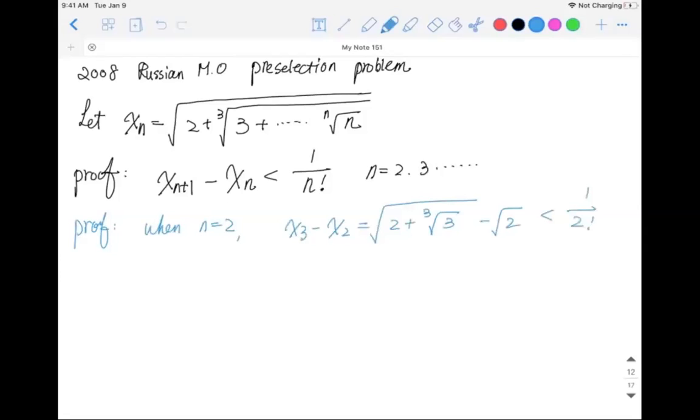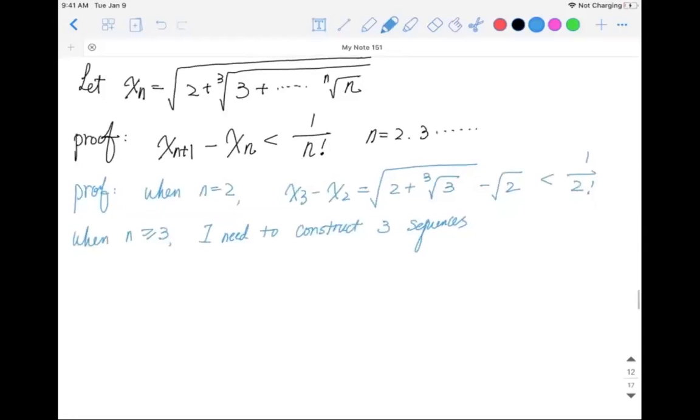Well, the $1 million question is, how can I prove something greater than 2? So this is the part where I need to do the construction. I need to construct three different sequences to make sure this expression can hold. So when n is greater than or equal to 3, I need to construct three sequences. I call them AI, BI, CI.